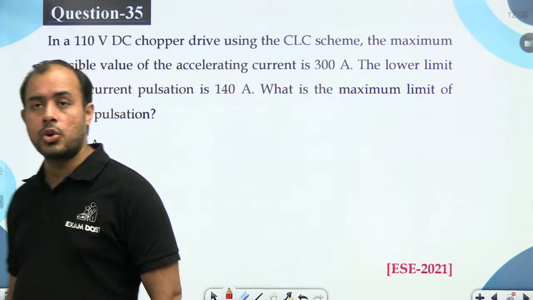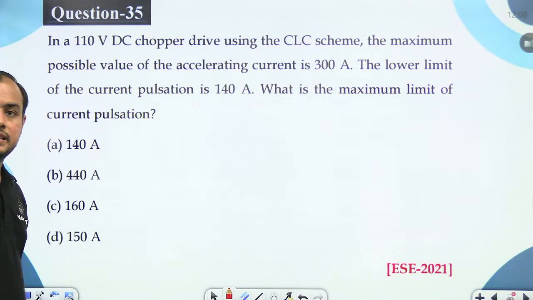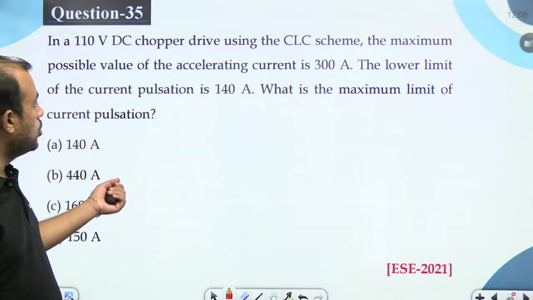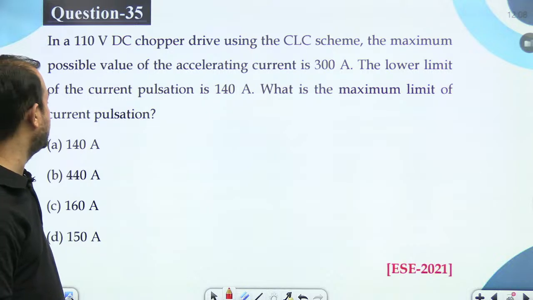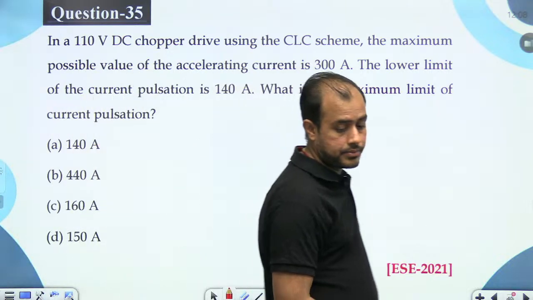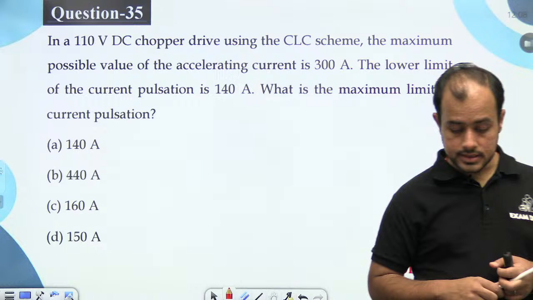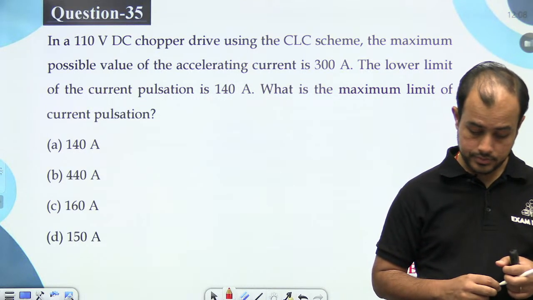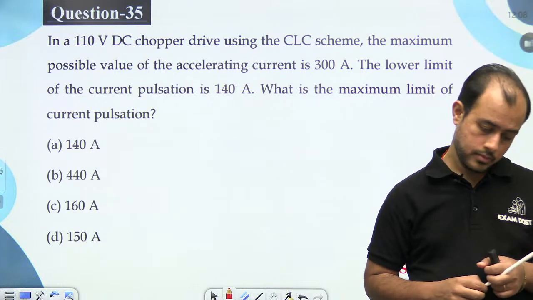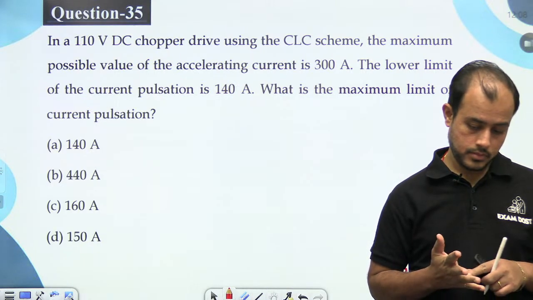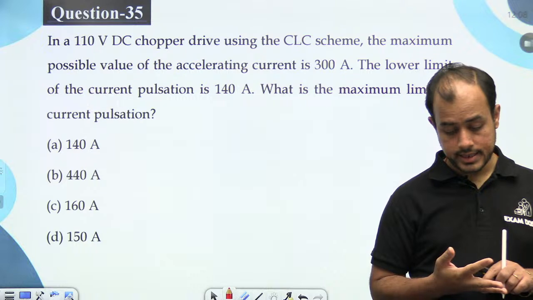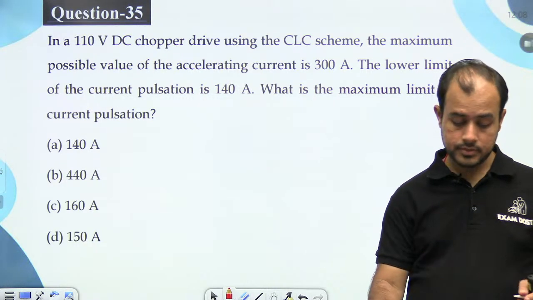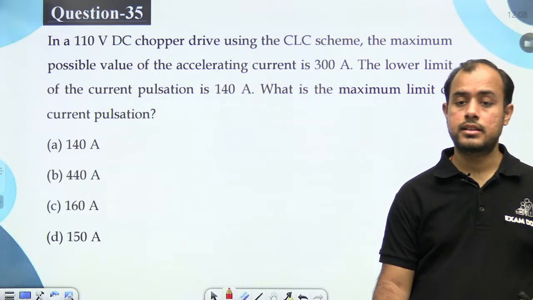In a 110 volt DC chopper drive using CLC scheme, the maximum possible accelerating current is 300 ampere. The lower limit of the pulsation is 140. What is the maximum limit? Maximum current is 300. The lower limit of current pulsation is 140. Just a minute, let me check.